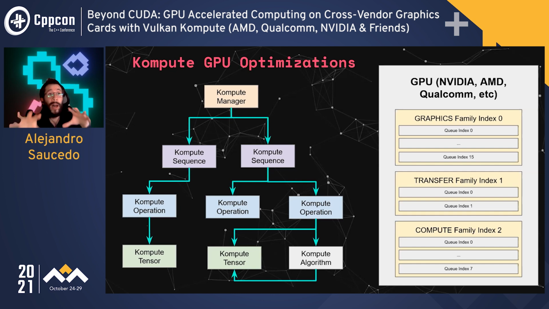For example, my laptop has a 1650 NVIDIA GPU. It has 3 different graphics family queues, which is basically different family types of queues. On the graphics family queue, it actually has 16 different individual queues. My transfer family queue has 2, and the compute queue family has 8.